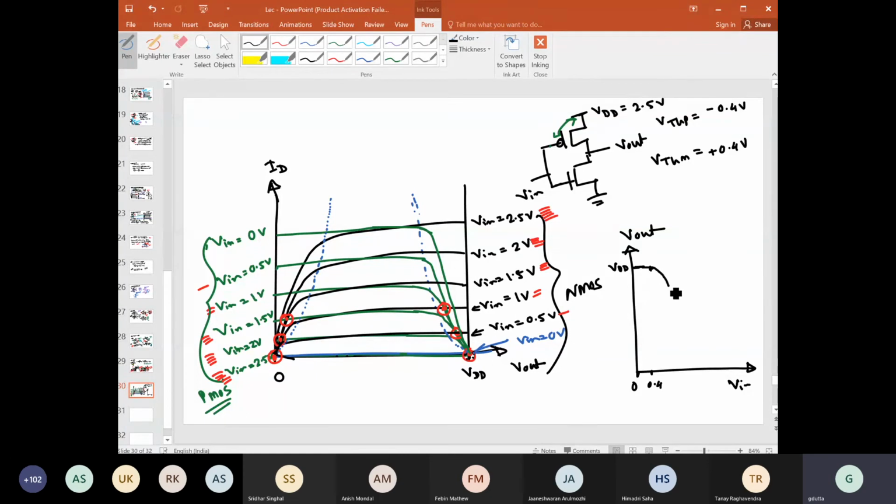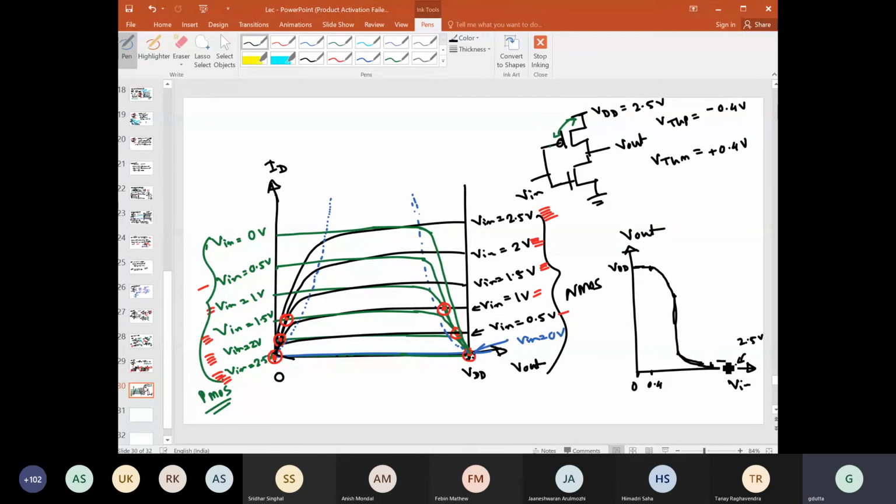After that it has started falling. After some time, when it has fallen quite enough, the transition from here till here is very sharp, so we can say it is almost a short from here. Then after that it will again be non-linear, like this, and if you increase it a little bit more, it will reach 0 volt. So this is again 2.5 volt.